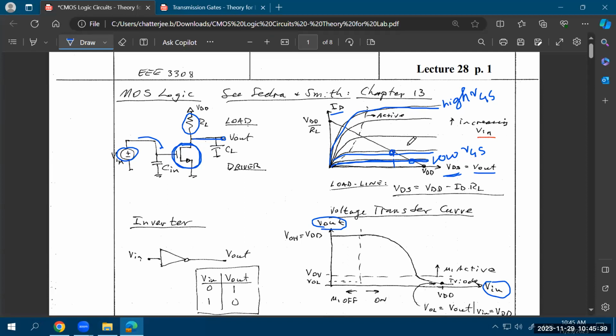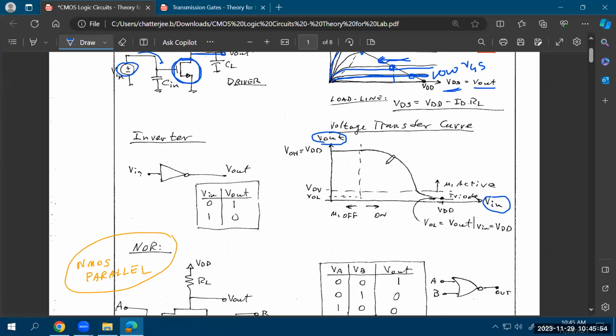But as you see, this intersection point is moving left, right? As you go to higher and higher V in, this intersection point is moving towards the left, which means that the VDS, or the V out, is actually reducing. And that's what is given by your VTC, your voltage transfer characteristics.